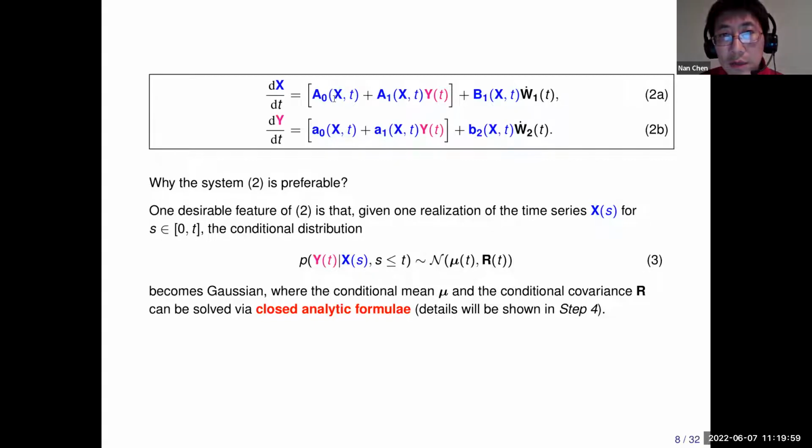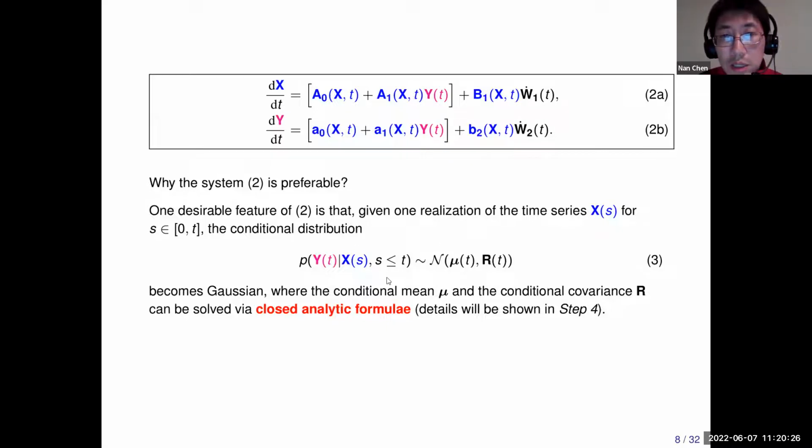If X is given, then everything on the right-hand side with blue colors is null, right? Including these nonlinear terms and including these noise coefficients. So in terms of Y itself, it's a linear system. That's why the distribution is Gaussian, because once all these blue terms are given, the dynamics is linear and the noise is given. So it's kind of a linear Gaussian system.